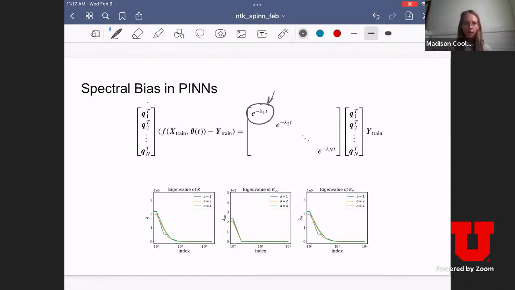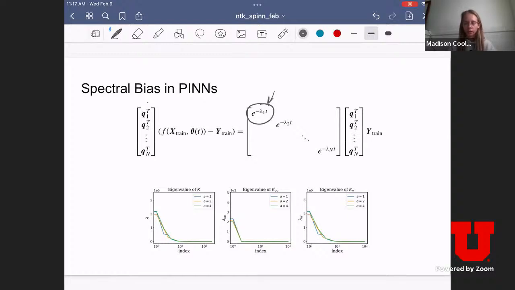And so this is saying that these eigenvalues characterize how the absolute training error decreases, and that the particular components of the target function with larger eigenvalues will converge more quickly. And there have been prior works that show that the components of the target function with the largest eigenvalues are lower frequency. That was in a prior work.